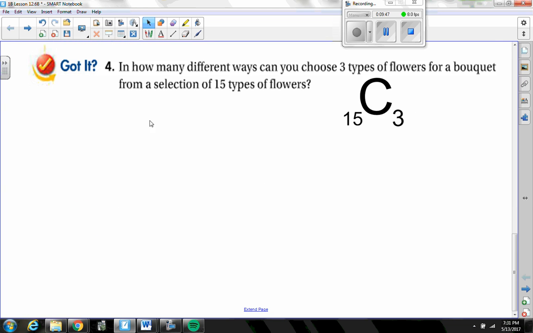Okay, I have one here for you to try as well. This one is how many different ways can 3 types of flowers be chosen for a bouquet if a flower store has 15 different types. 15 choose 3 is what I'm asking you to do here, 15C3. So we'll set up our combination formula with our factorials, then solve. Once you have that, pause the video, figure that out. Then when you're done, come on back and I'll show you what we should have.